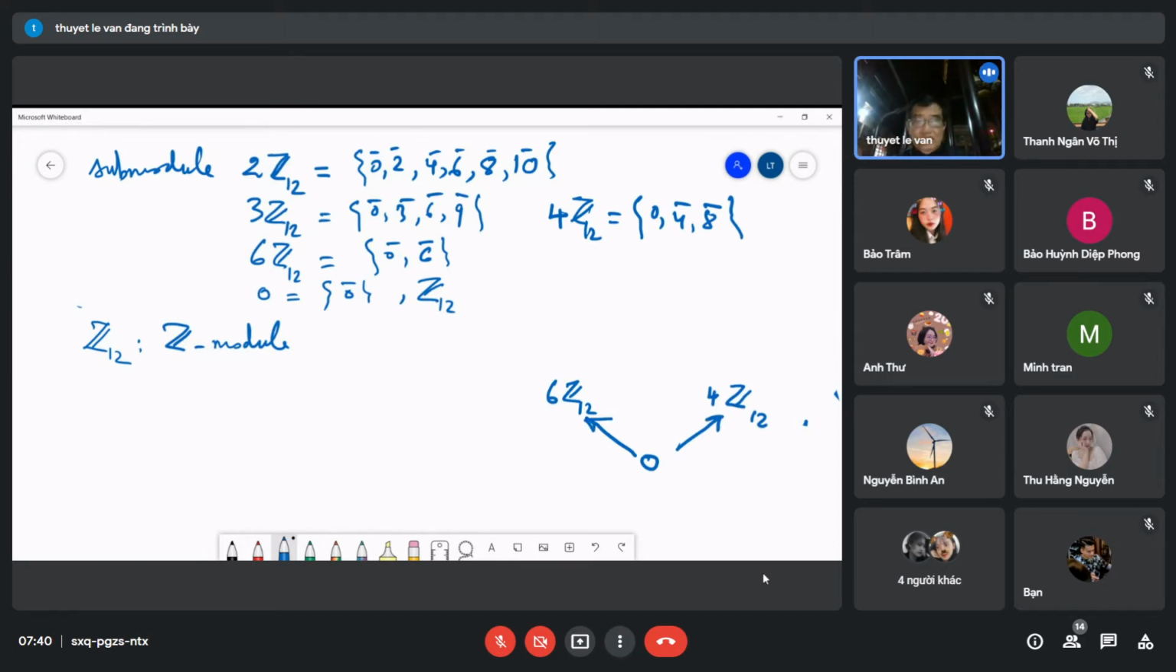And then 6, you will have a 3Z12 here, and then 2Z12 here. And 6Z12 is a submodule of this one and of this one. And here is Z12. And 4Z12 is, of course, a submodule of it.